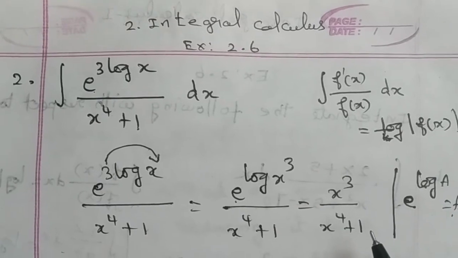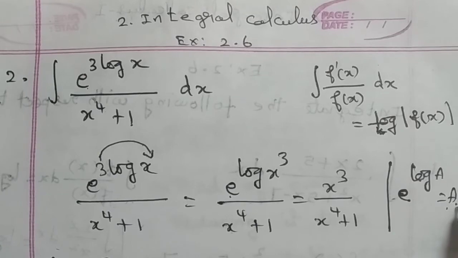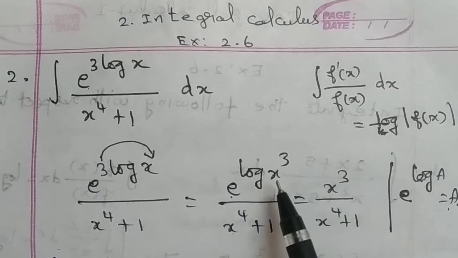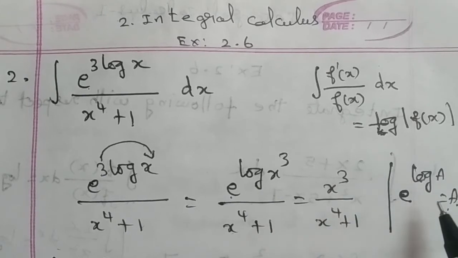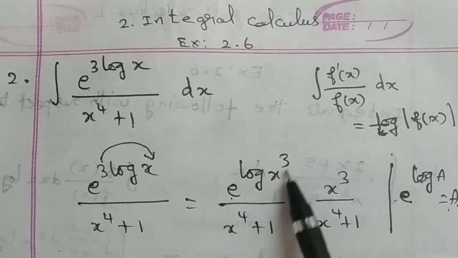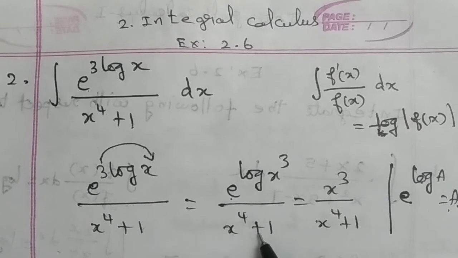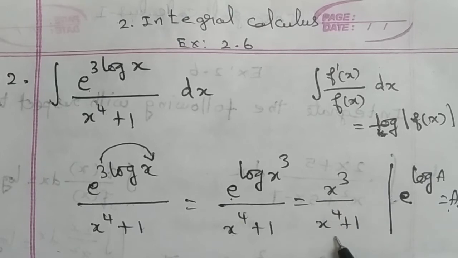We know the condition: e power log a equals a. So e power log cancels. What is the remaining term? X cube only. We know the result e power log a equals a, so e power log x cube equals x cube. The denominator is x power 4 plus 1. So x cube divided by x power 4 plus 1. We are simplifying this term as x cube divided by x power 4 plus 1.